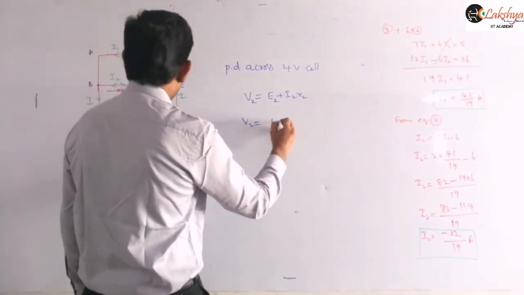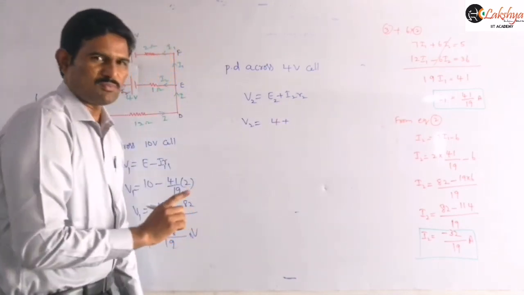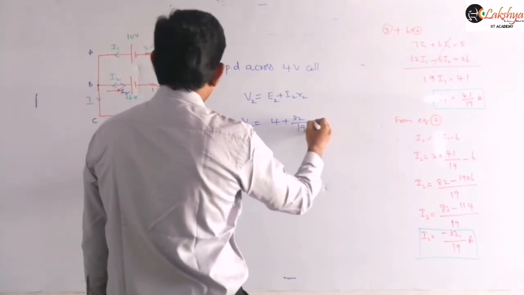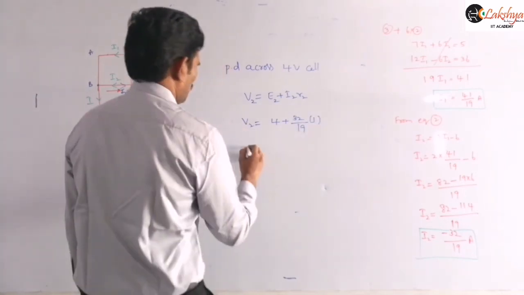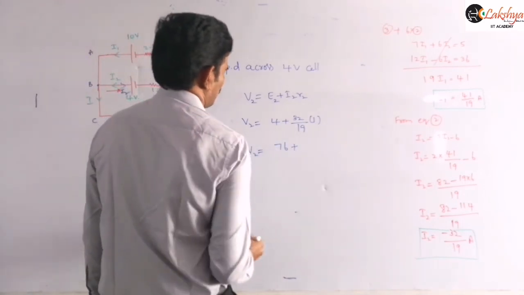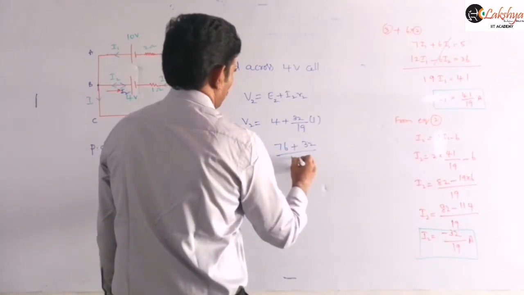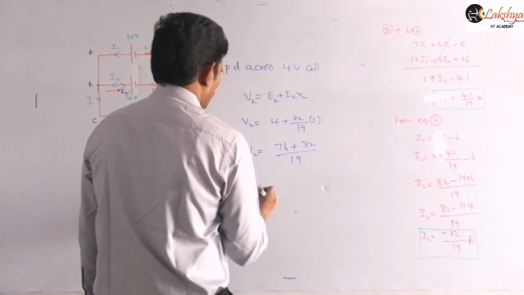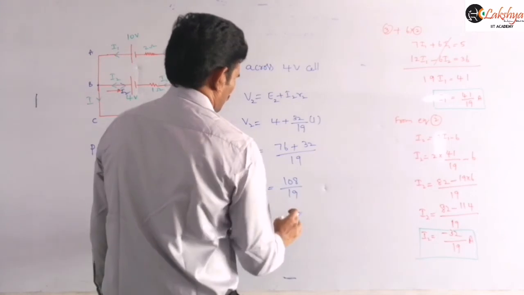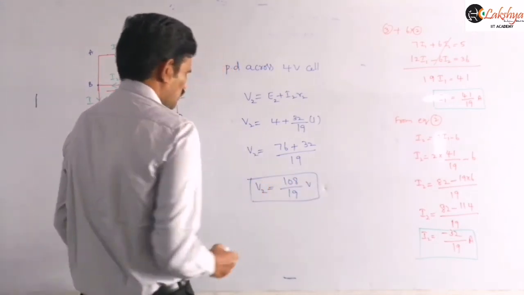So then this is 4 plus. Now here once if we take like this, we need to substitute only magnitude. That magnitude of this current is 32 by 19 into this is 1. So then you can write this as 76 plus 32 by 19. Then V2 value is 108 by 19 volts. So now you can verify this.